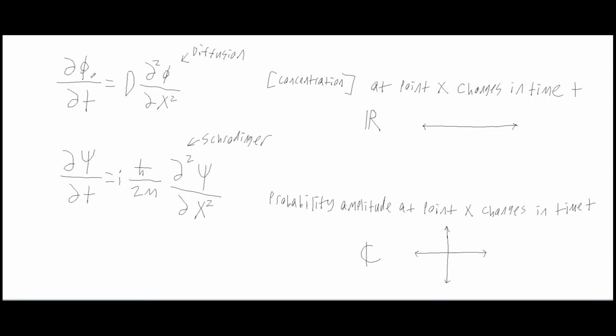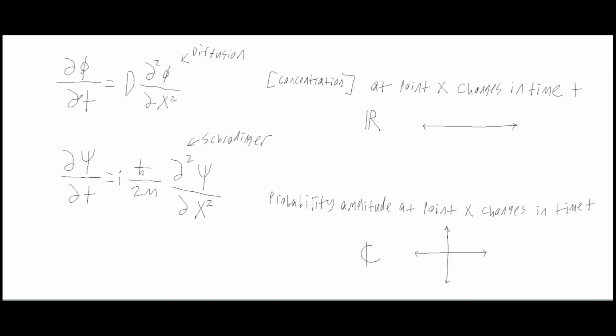They have this first differential with respect to time. They both have this second differential with respect to space, and they both have this coefficient here, where the difference is that the Schrodinger equation has this i in it, making it complex, whereas this is a real number and it's dependent on temperature and things like that.